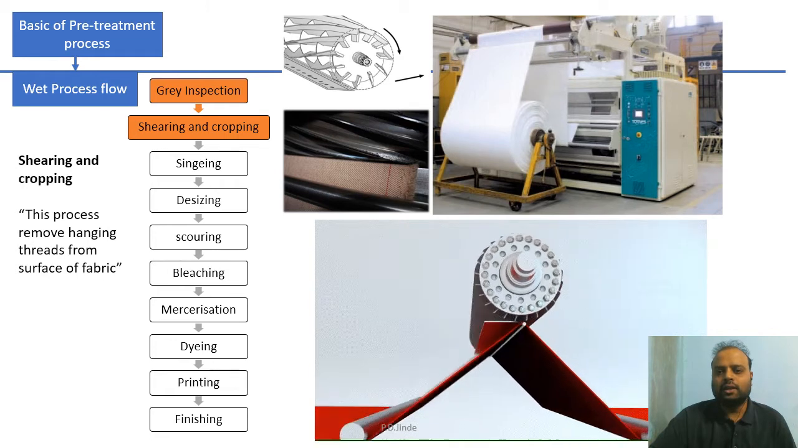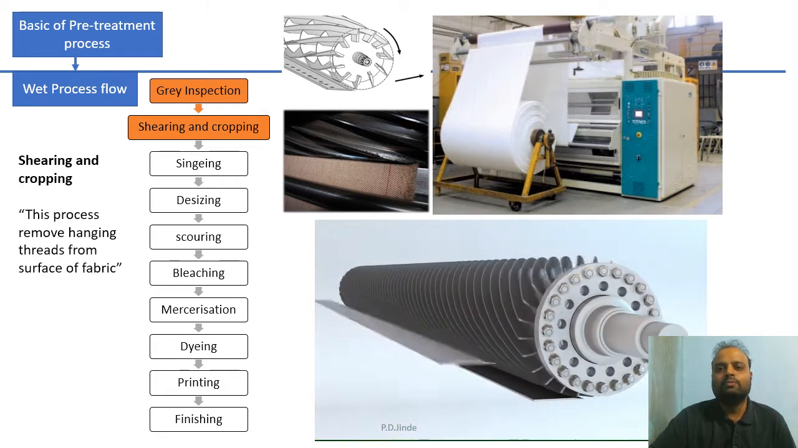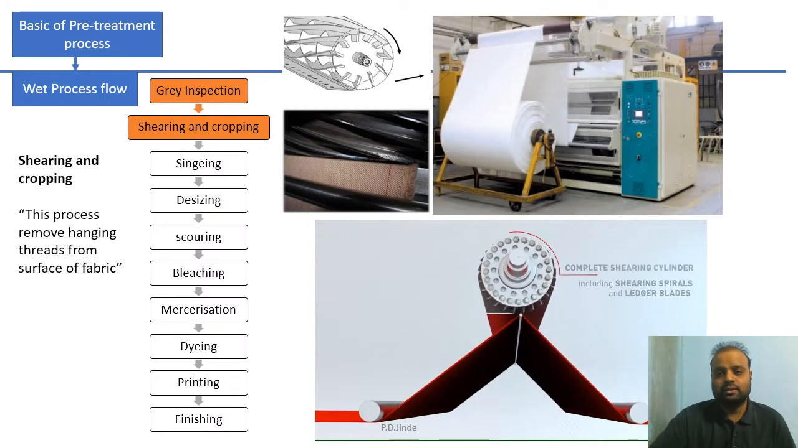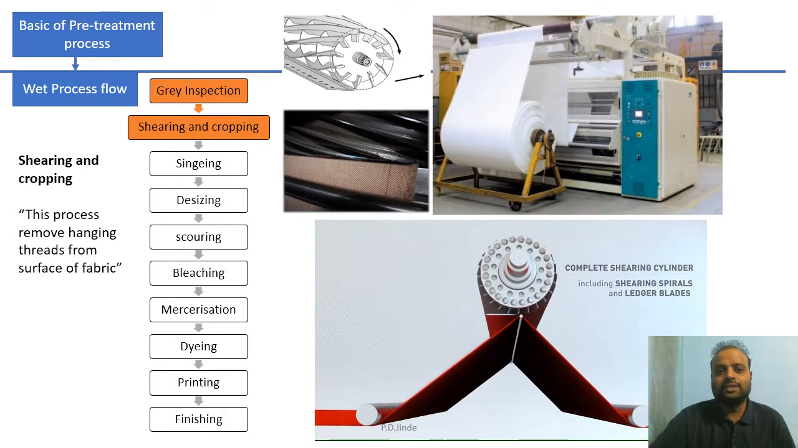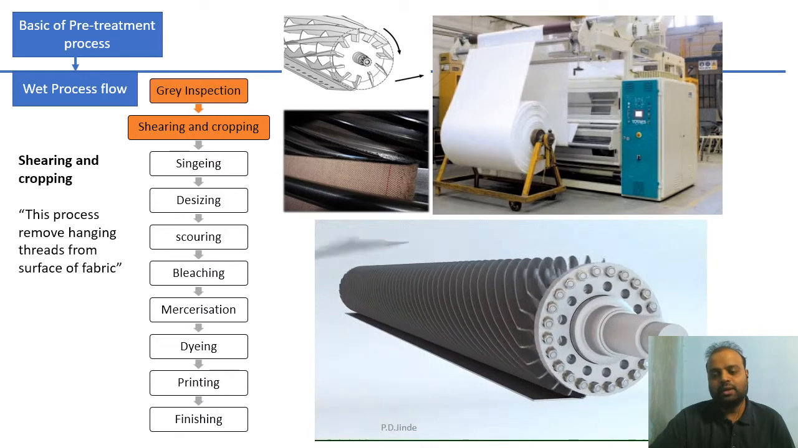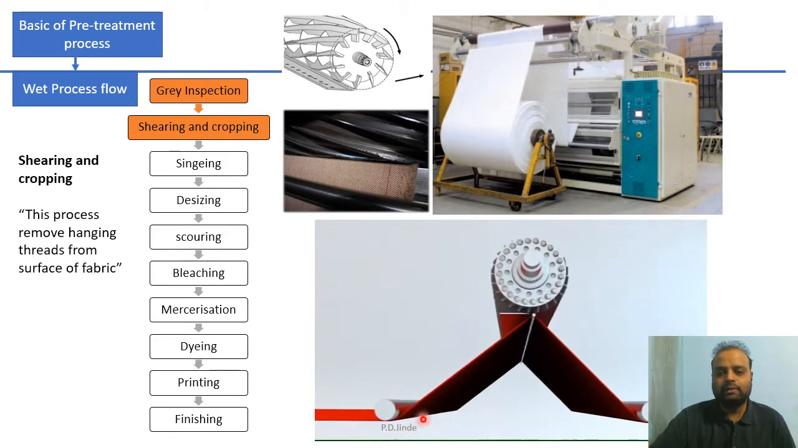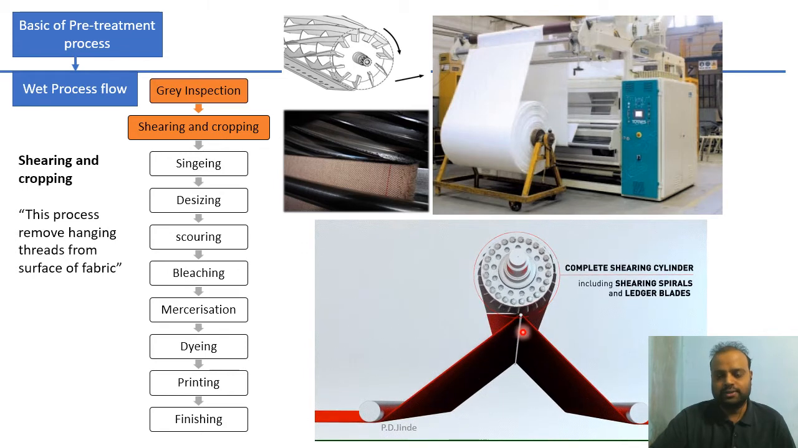Hanging threads are cut and the surface becomes smoother and free from unwanted hanging threads. So this treatment is known as shearing and cropping. Here in this figure you can see the fabric in red color, which is moving very close to these blades.